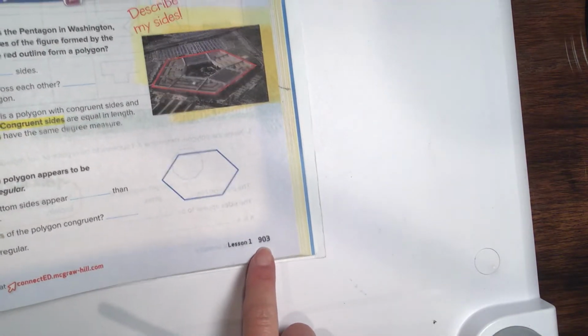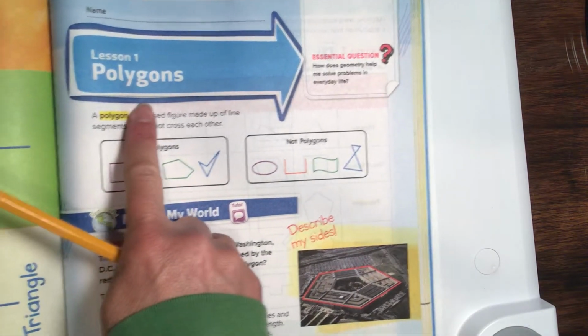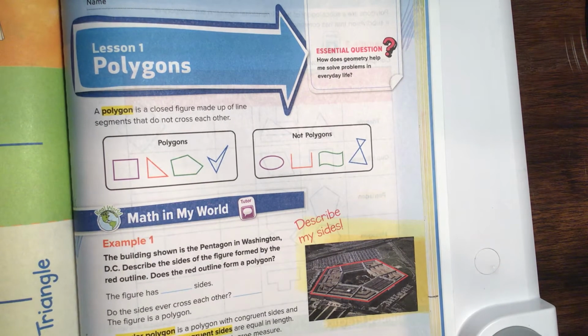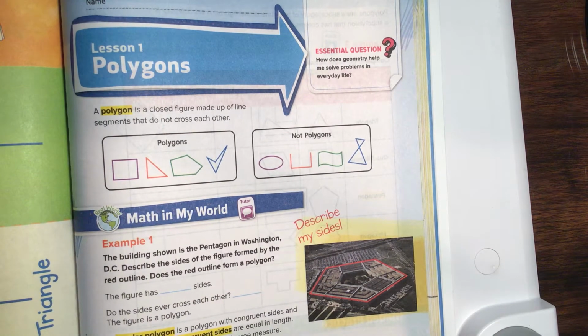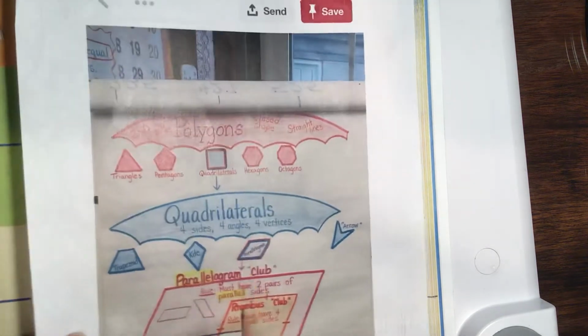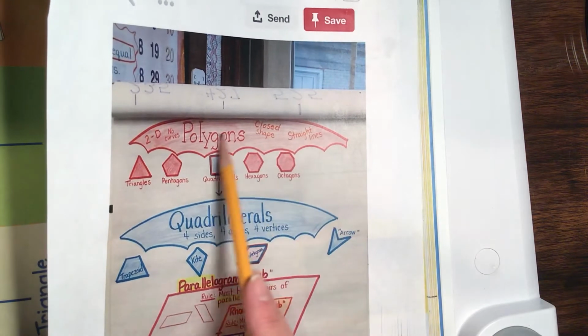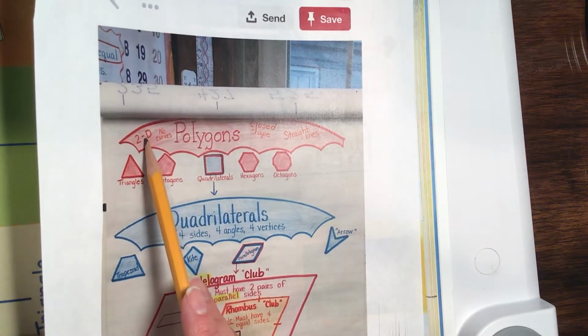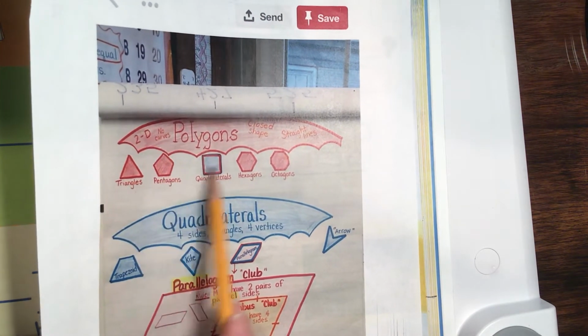All right, let's dive into 903. It is lesson 1 with polygons. Now, please make sure you have watched the Math Antics video. This will help you figure out some of these. We're talking about polygons. This is the umbrella. Remember, they're two-dimensional. They're flat.